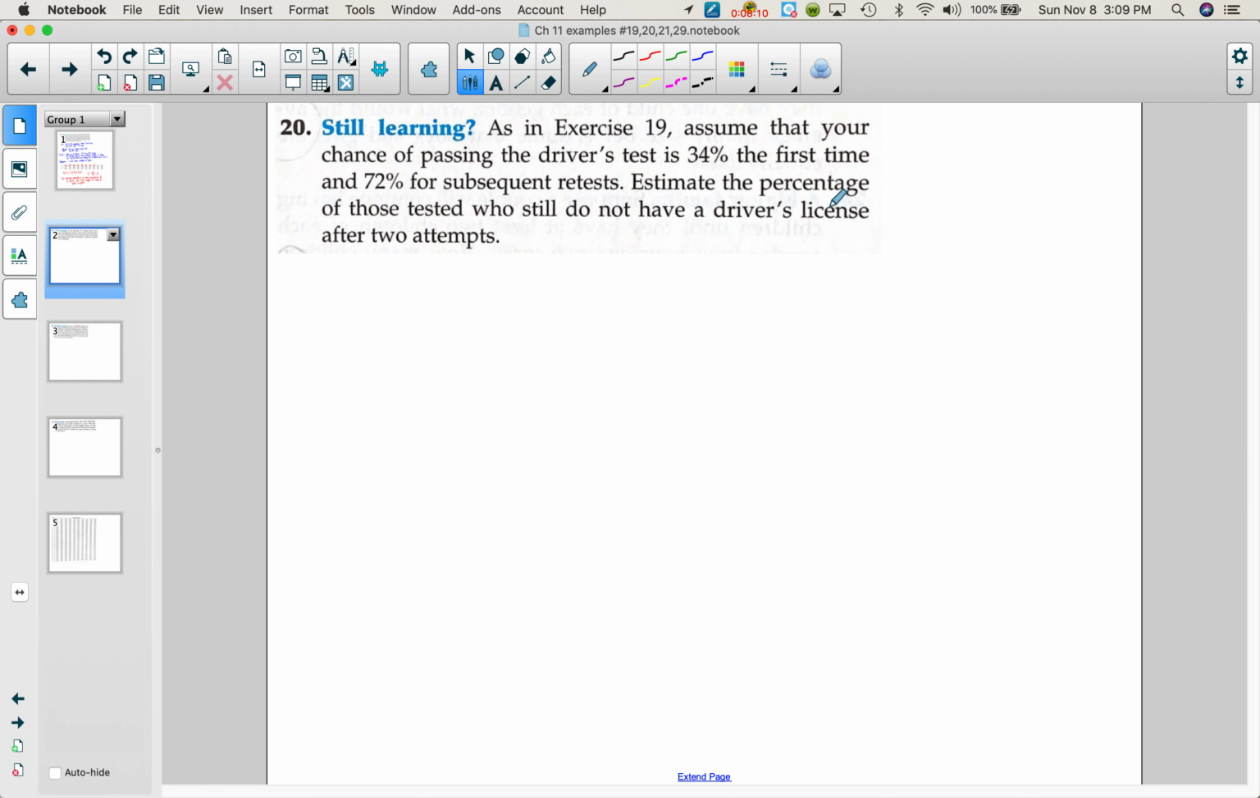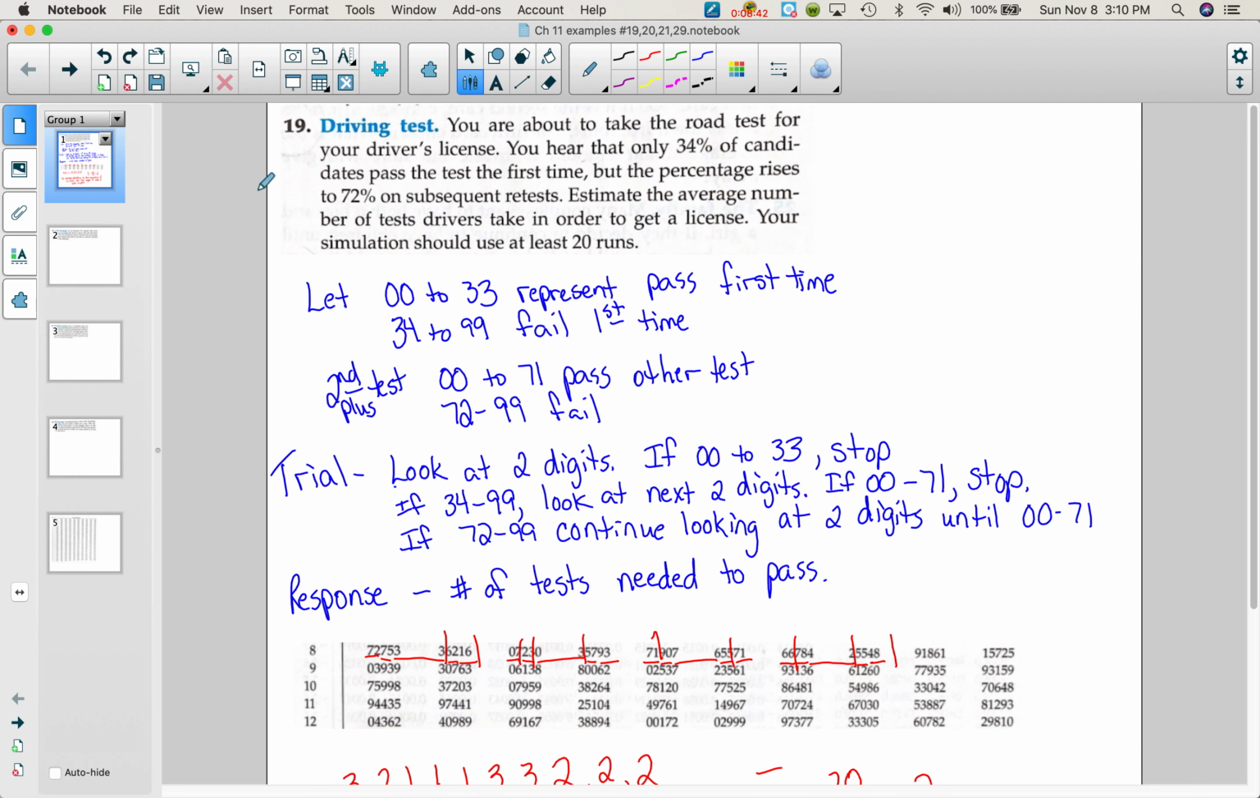Number 20 still is dealing with the same situation, and we're told to assume your chance of passing the driver's test is 34% the first time and 72% for subsequent retests, but they ask us a different question. Estimate the percentage of those who tested who still do not have a driver's license after 2 attempts. Now, the nice thing about this is, and this doesn't always happen, but sometimes, depending on how your data was collected the first time, you might be able to answer another question. And on this one, I can.